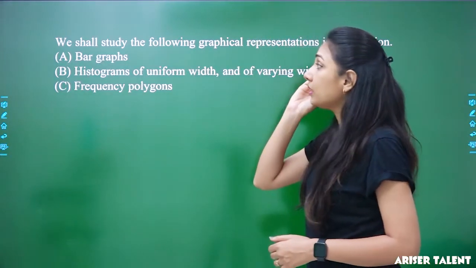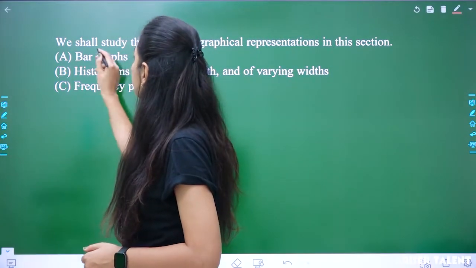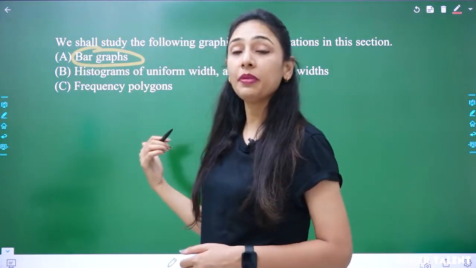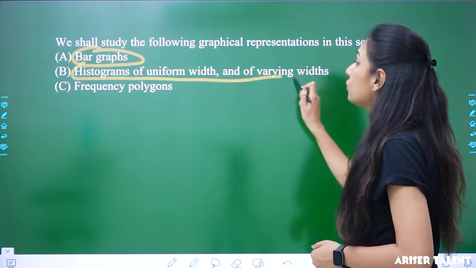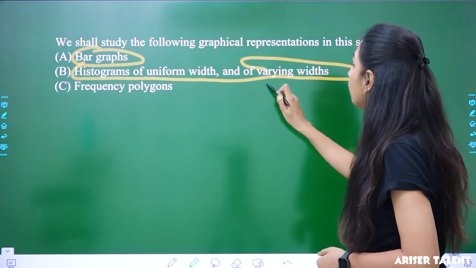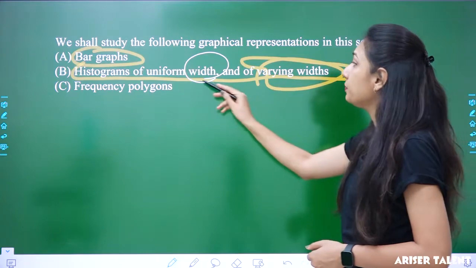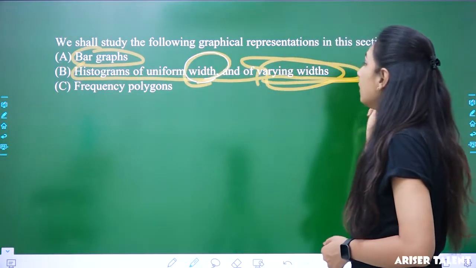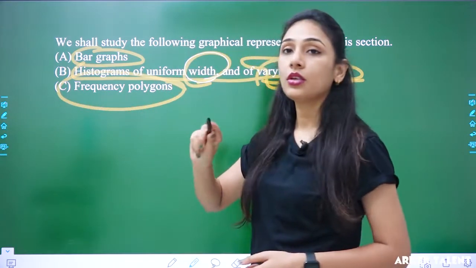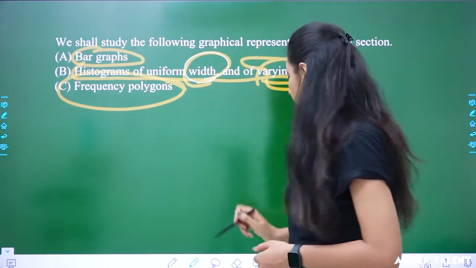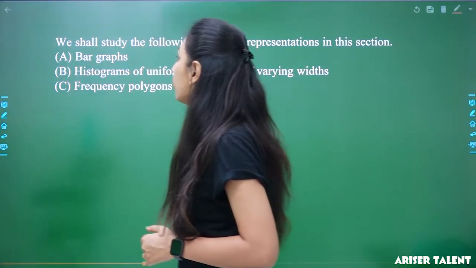So talking about these graphs, first we are going to study the bar graphs, the one I was showing in the picture right now, just before that. Then histograms of uniform width and of varying width. So two things are here, uniform width and varying width. Then third is frequency polygon. So we are going to study these three kinds of graphs one by one. So first come first, bar graphs we are going to study.